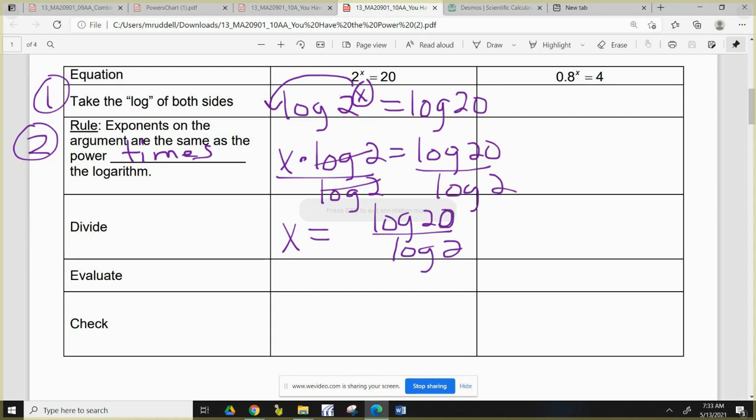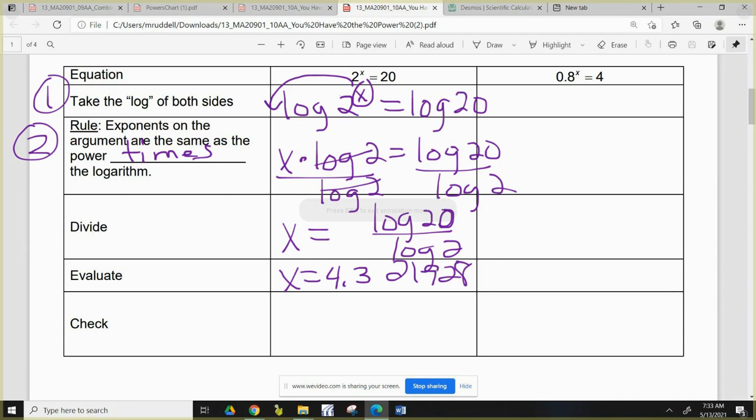Then you would put that in your calculator. You could use your phone calculator. If you rotate it, it has a scientific calculator that you can use. You could use Desmos Scientific, whatever calculator, and do log 20 divided by log 2. And we get 4.3219. Depending on what problem it is, it'll tell you what to round to.